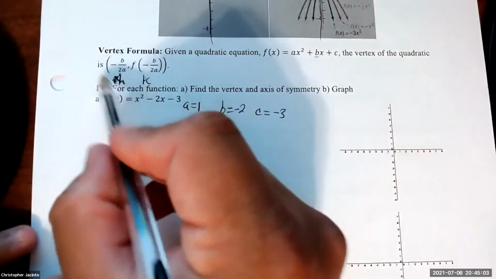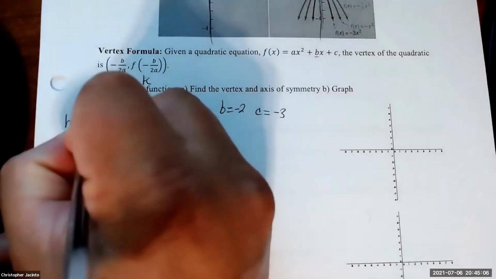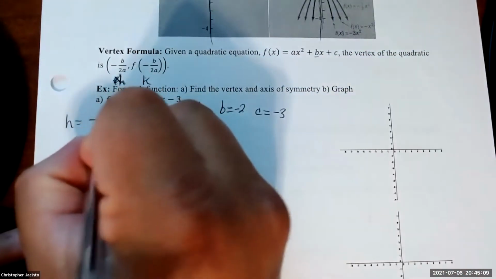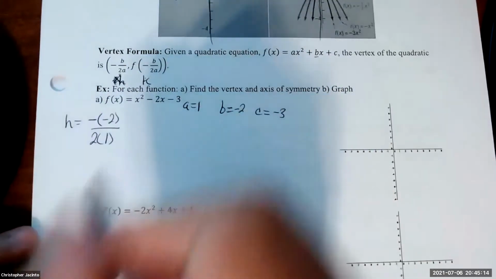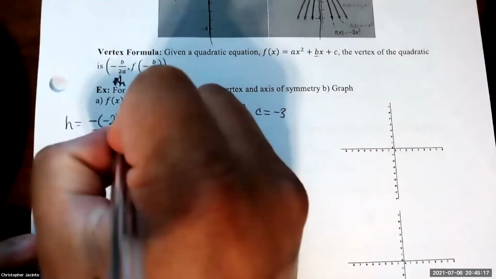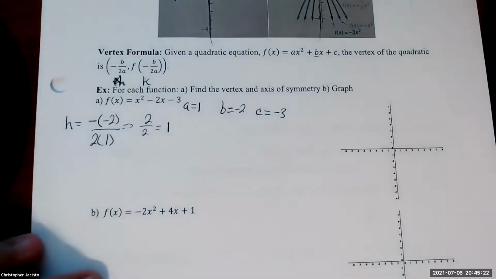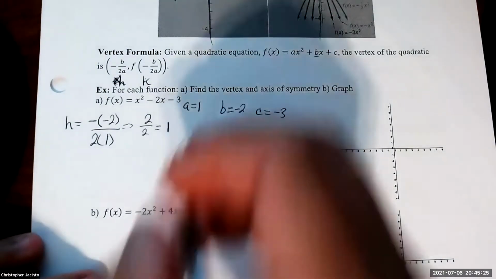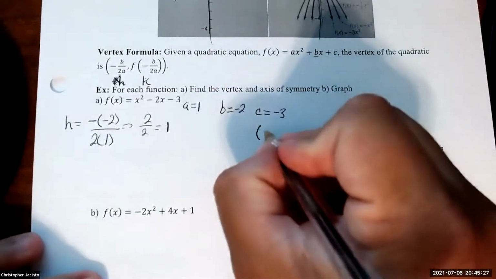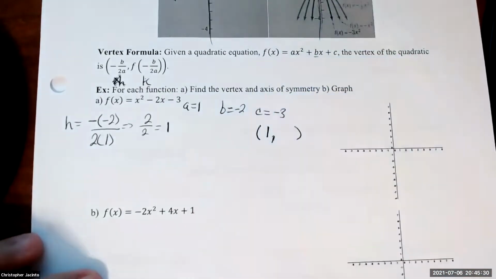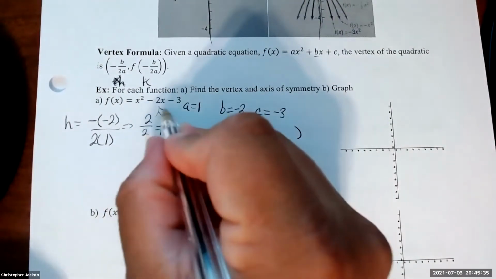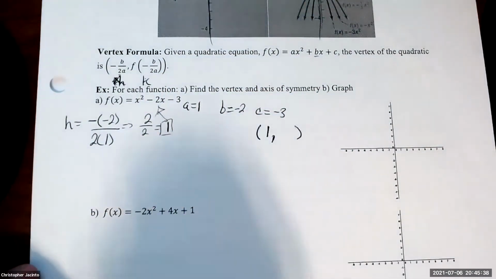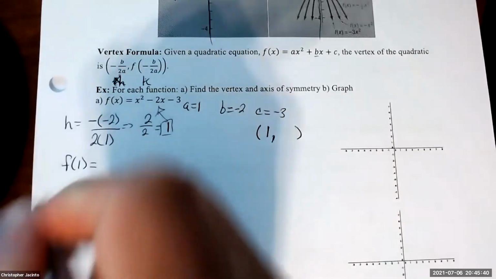And now let's find our H term. The H term is minus B, so minus a -2 divided by 2 times 1. And now we just simplify. So this is positive 2 over 2, which ends up being 1. All right, so in our vertex, we have 1 comma something, right? Now to find the k value, we're going to plug 1 back into our function. So now we have to figure out what is f of 1.